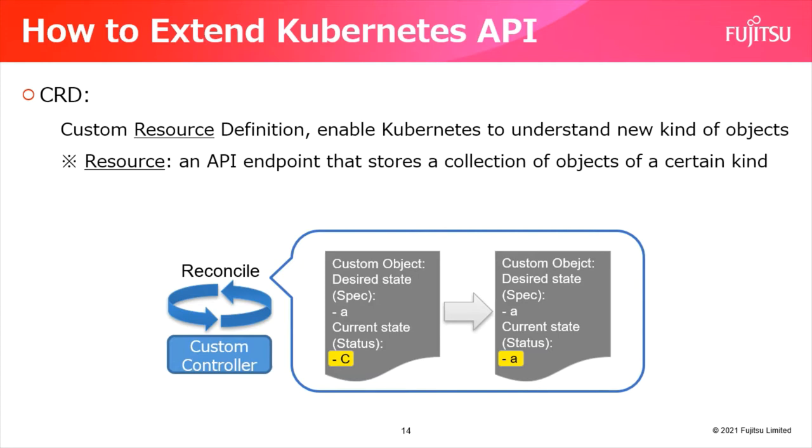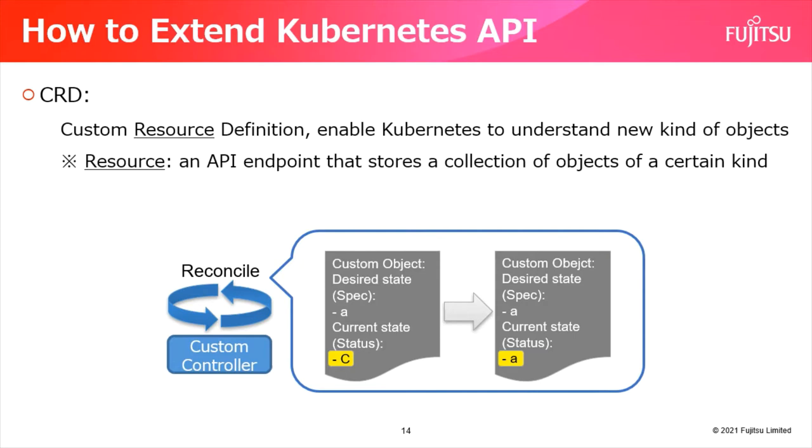Kubernetes also provides an easy way to do this extension, which is CRD, custom resource definition. As we can tell from its name, a CRD is a definition that defines a new resource created by the user. And here, a resource is an API endpoint that stores a collection of objects of a certain kind. For example, the pods resource contains a collection of pod objects. So a custom resource is an API endpoint that stores objects of a new user-defined kind, which means an extension of the Kubernetes API. And CRD is one way to add custom resources.